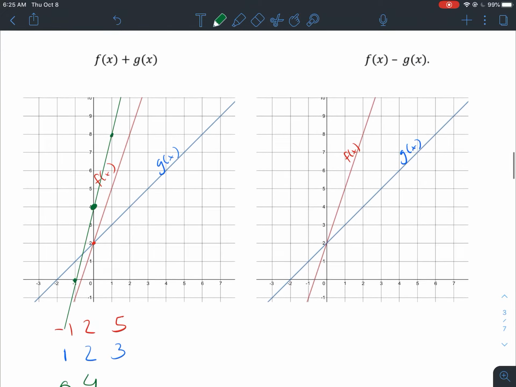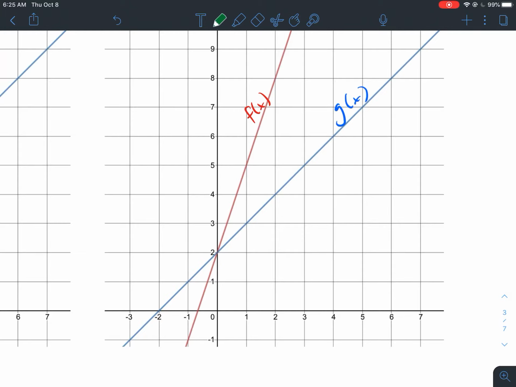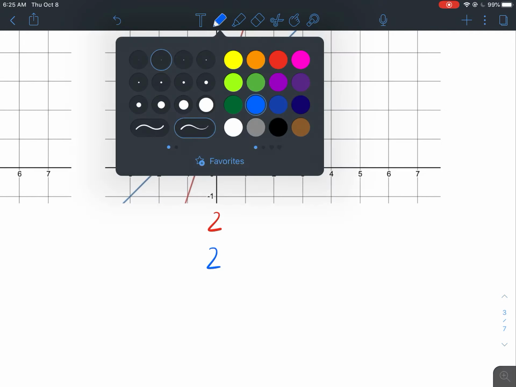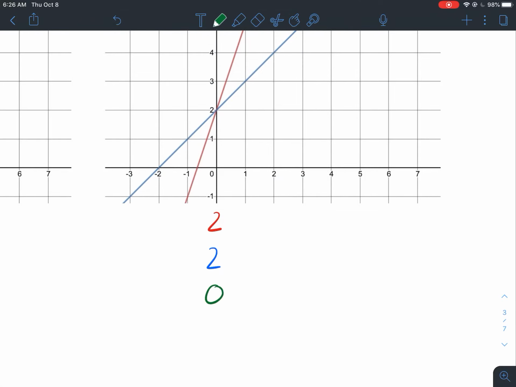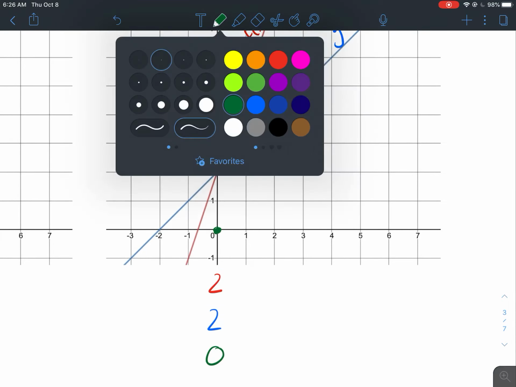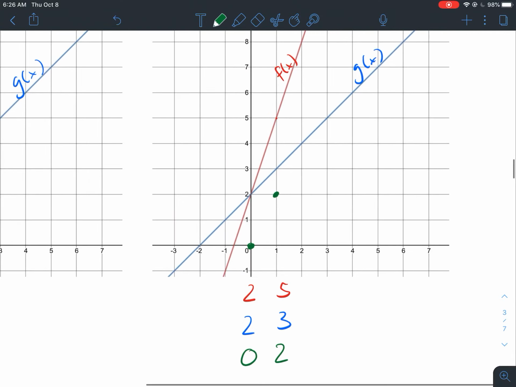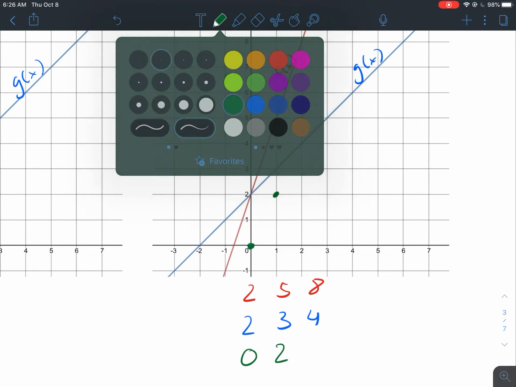Next one, we've got f of x minus g of x. Again, we'll find our f of x, which here is 2. Our g of x here is 2. When we subtract those, we're going to get 0. Next one, our f of x is 5 and our g of x is 3. You subtract that, and you get 2. Let's do another one. Our f of x is 8 and our g of x is 4. For our new line, we get 4.